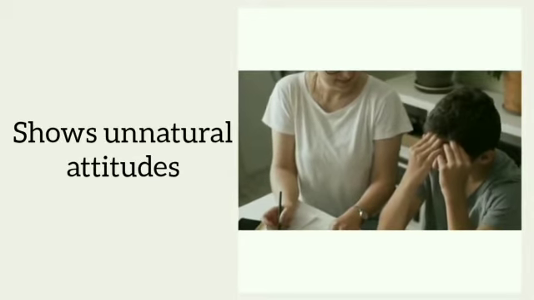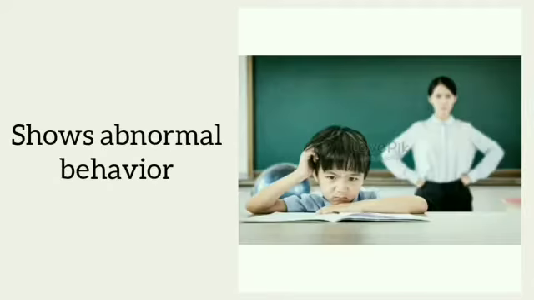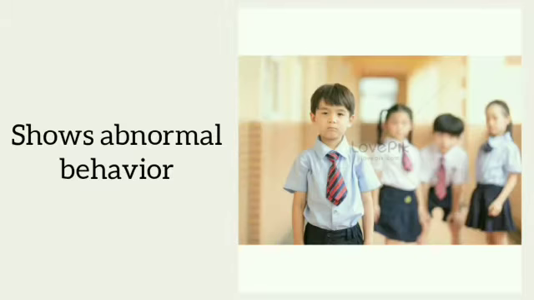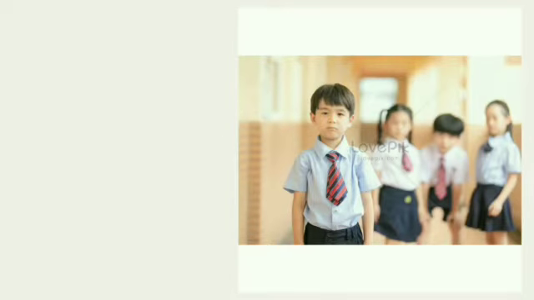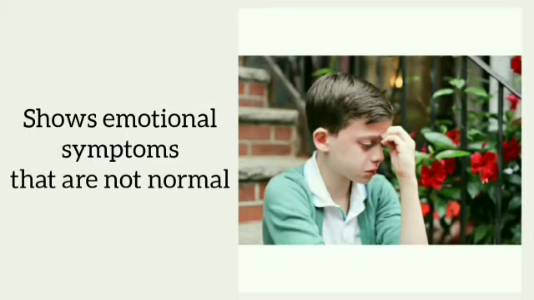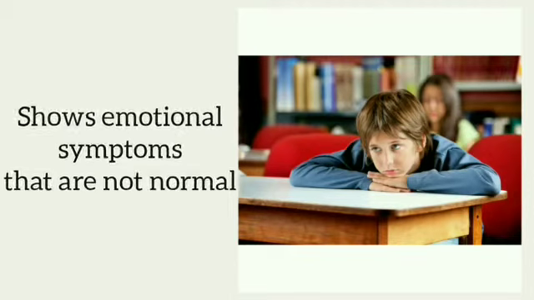Shows unnatural attitudes such as indifference, resistance, pretending, lying, and so on. Shows abnormal behavior such as truancy, arriving late, not doing homework, interrupting in or out of class, refusing to take notes, being disorganized in learning activities, and so on. Shows emotional symptoms that are not normal, such as moody, irritable, angry, not or less happy in dealing with certain situations. For example, in dealing with low scores, not showing feelings of sadness or regret, and so on.